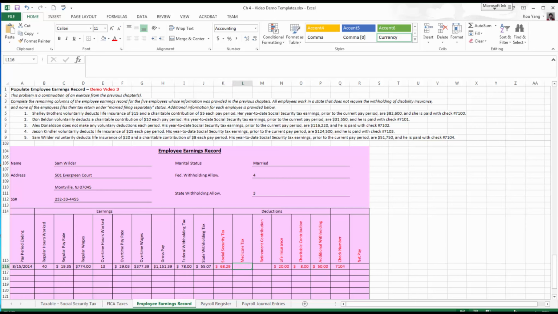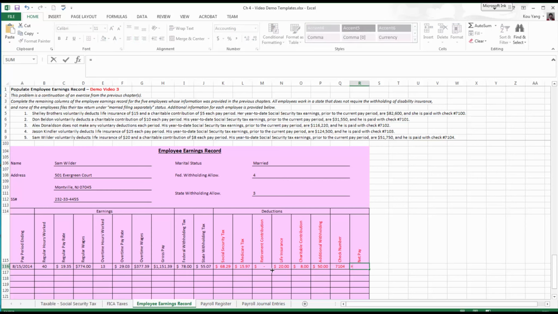$68.29. Medicare tax. Okay, same thing. I'm going to round this gross pay minus his additional withholdings and multiply by 1.45% to 2 decimal places for a total of $15.97. Basically, what I did was I took gross pay, subtracted his additional withholdings, and then multiplied that by the 1.45%, which is the HI tax. Retirement contribution is 0. So that concludes everything that needs to be subtracted.